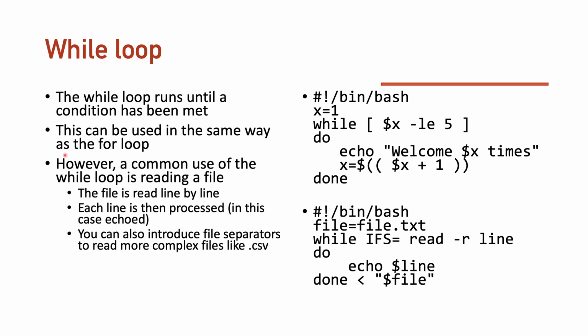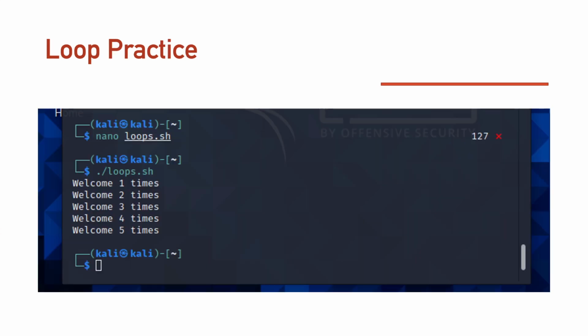But really, the most common one is reading a file line by line. This is just a quick way of doing it. So while read line, this will read every single line, echo the line, and then done. So each line is processed, in this case echoed, and you can build on this to read more complex files, like .csvs if you're processing data, for example. So let's have a look at what this looks like in practice. I will get the demo up and we will take a look there.